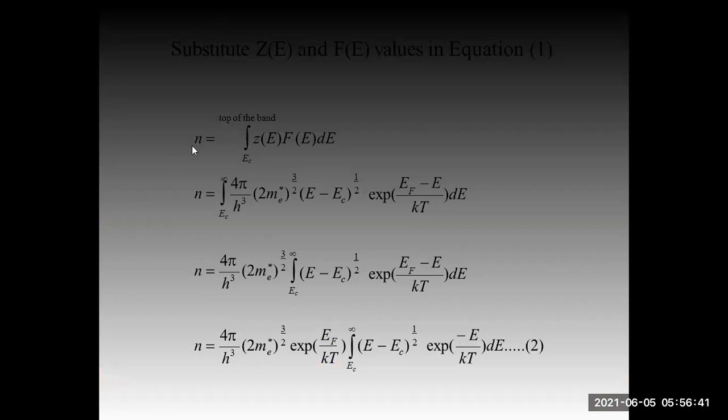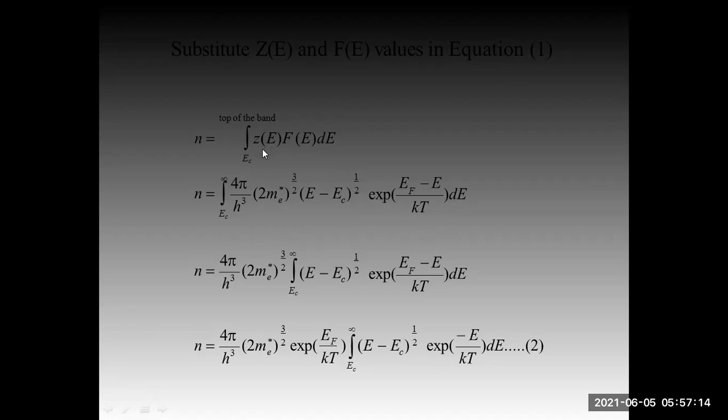Now I will go to our main value. N is equal to the integration from EC to the upper value, that is infinity, or the top of the band, of Z of E into f of E into dE. Instead of Z of E, we write 4 pi over h cube, 2 m e asterisk whole to the power of 3 by 2, into E minus EC whole to the power of 1 by 2. The value of f of E is exponential of EF minus E by KT, just replacing what we simplified in the previous slides.